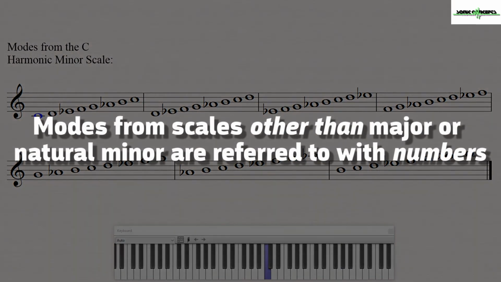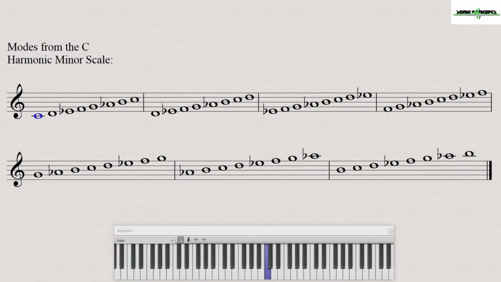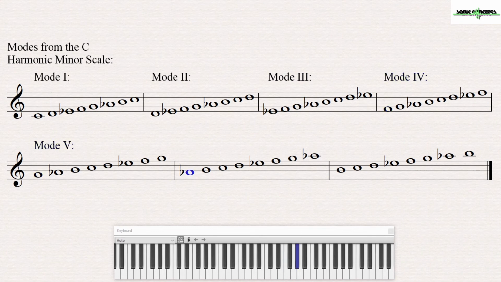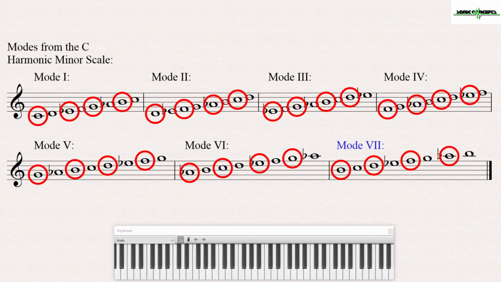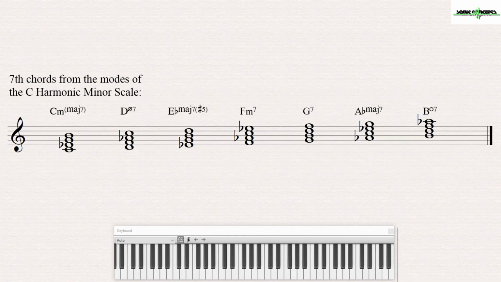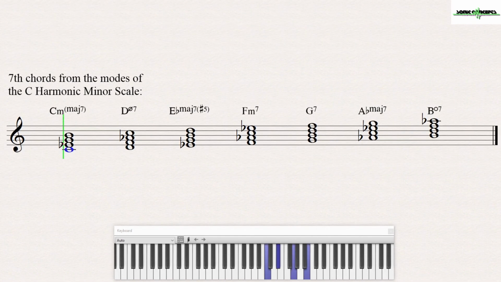These harmonic minor modes are referred to with numbers instead of names like Dorian or Lydian and are notated with uppercase Roman numerals. For example, this is mode I, mode II, mode III, mode IV, mode V, mode VI, and mode VII. If we skip every other note in each mode like we did for the major and natural minor scales, we create these chords. Let's hear how these sound.